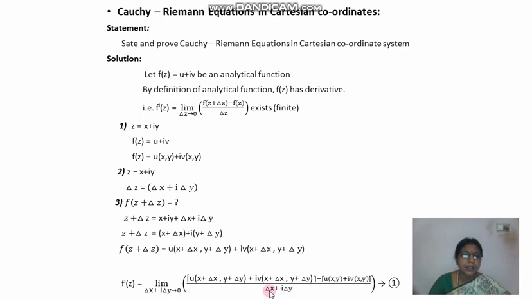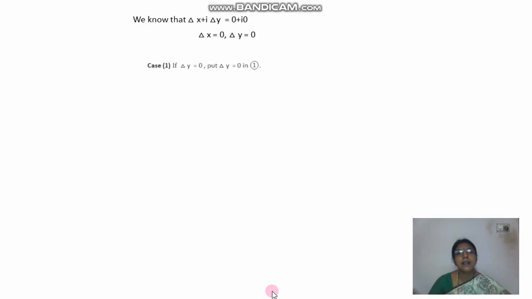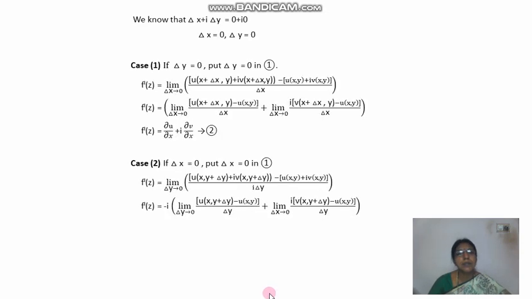See the denominator, delta x 0 means you get only i delta y in the denominator. So what are the changes? Put delta x 0, we get limit i delta y tends to 0, u of x comma y plus delta y, plus i v of x comma y plus delta y, and the second term's denominator is i delta y only because delta x is 0. So see the equation after substitution of delta x is equal to 0 in equation 1, f dash z is the same. The equation we read earlier has come.